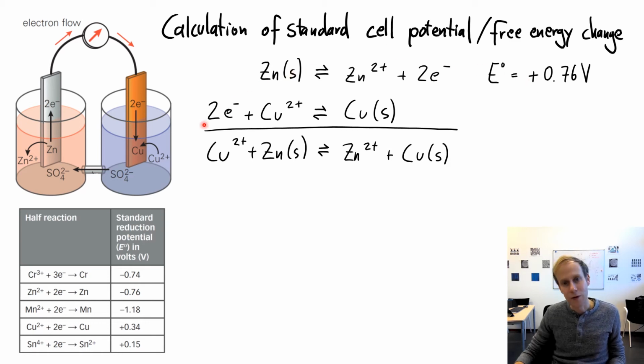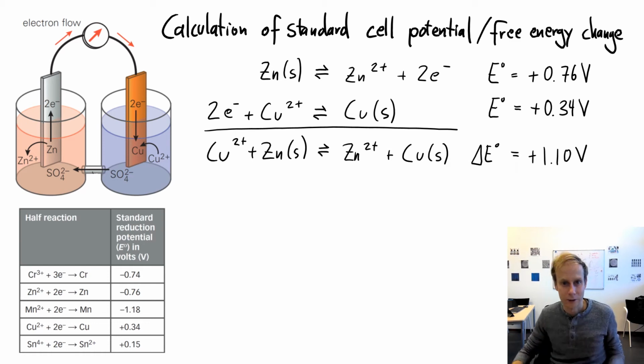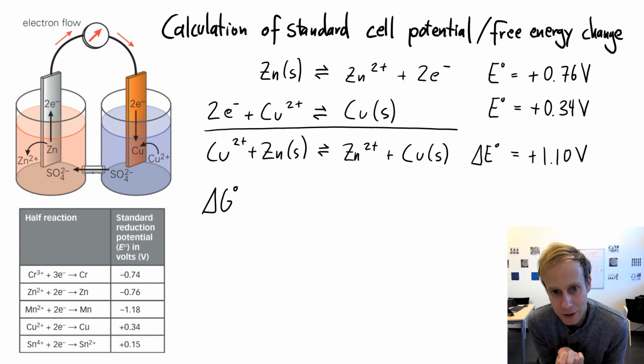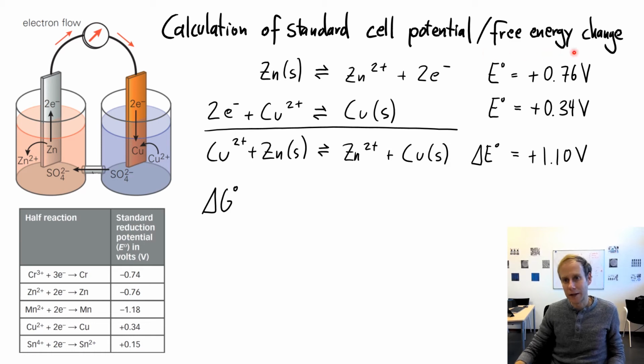On the other hand, for the copper, we already have a reduction reaction here, which is exactly the reduction reaction described here in the table, which is plus 0.34 volts. And now to obtain the cell potential, delta E standard, we just add these two potentials to get 1.1 volts. Nice. Now we know the cell potential, and now let's take a look at the free energy change of the redox reaction, which is basically describing this effective reaction here.